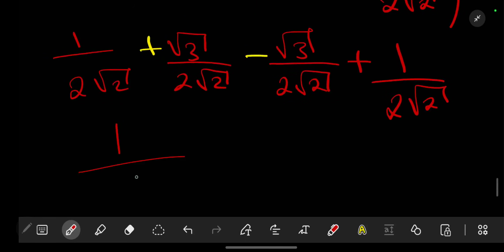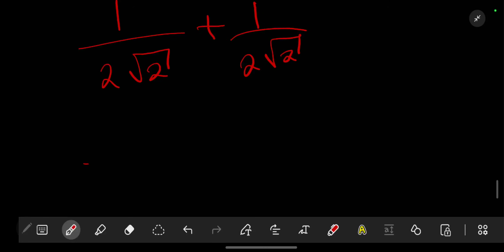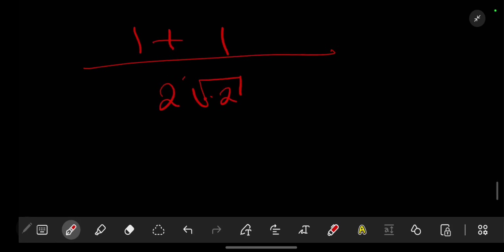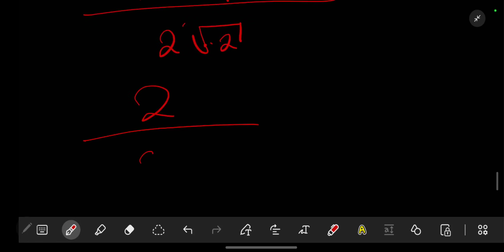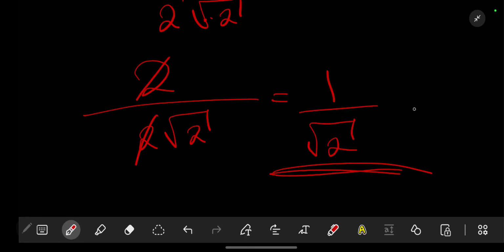Then all you have to do is add 1 over 2 root of 2 plus 1 over 2 root of 2, like that. From here, add these 2. So the common denominator is 2 root 2. 2 root 2 divided by this is 1 times 1, it will be 1, plus this divided by this is 1 times 1, it will be 1. So 1 plus 1 is 2 over 2 root of 2, like that. So this and this cancel, so this gives us 1 over the root of 2, like that. So this is hence shown.